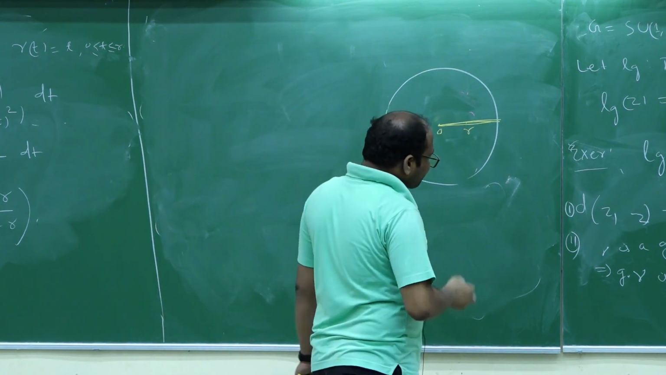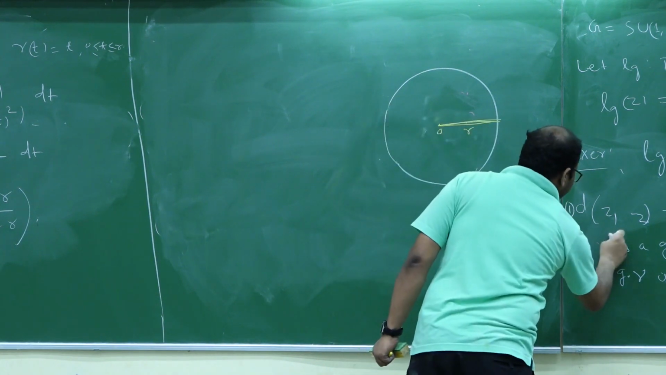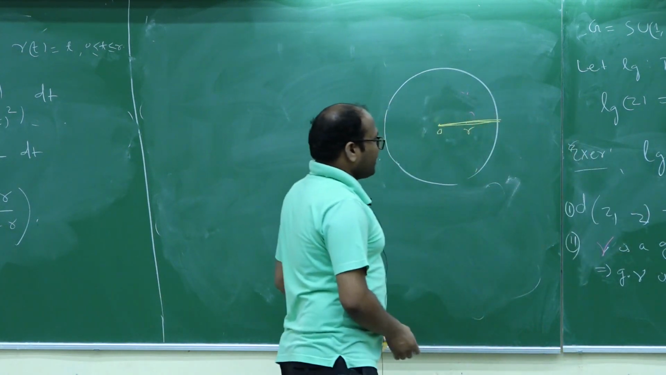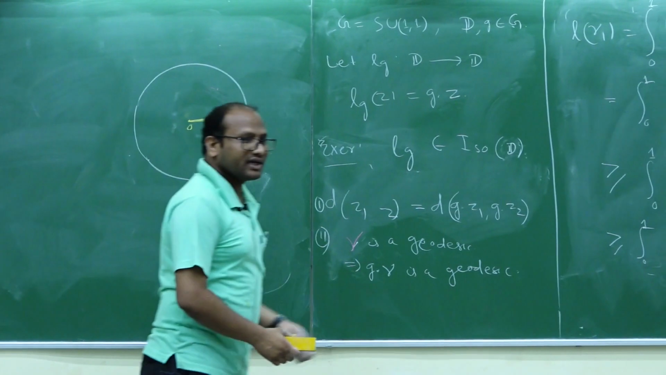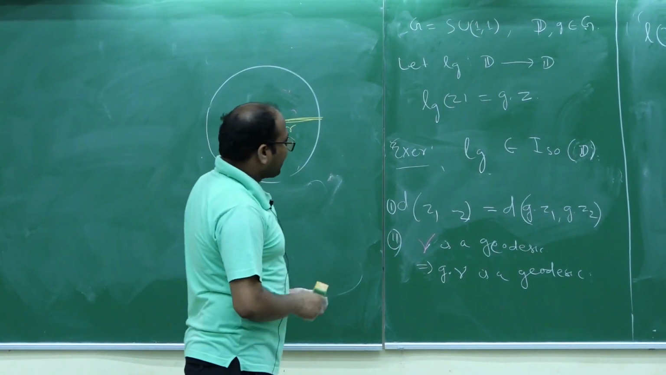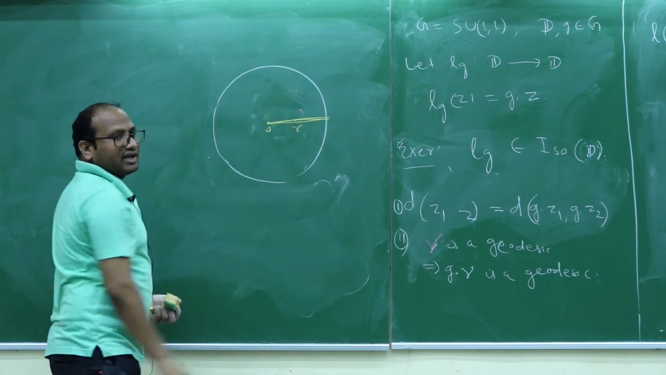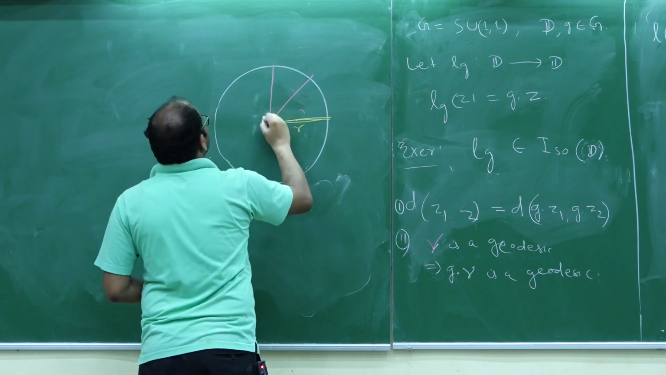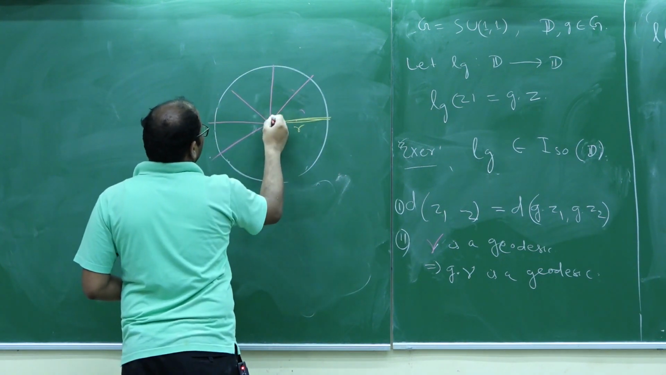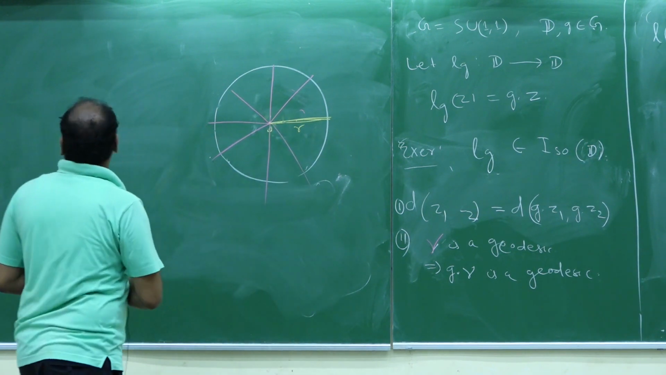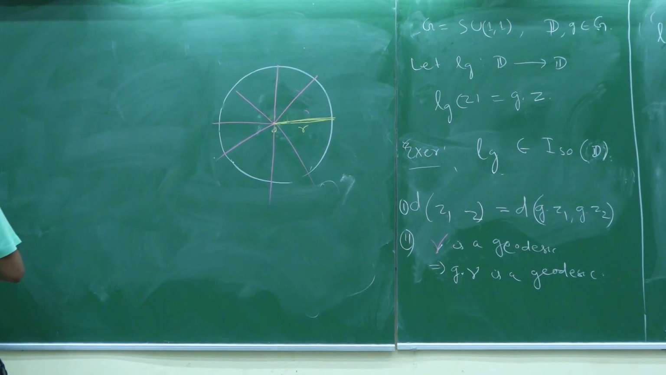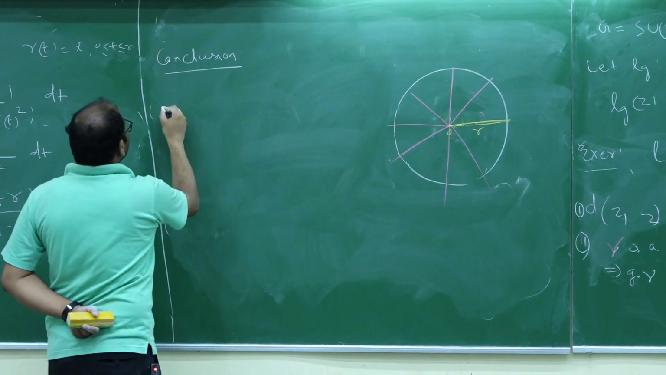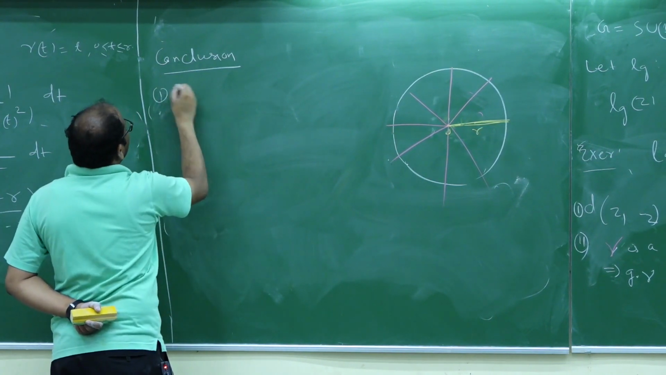Now you know that this K belongs to the isometries of D. So that means if gamma is a geodesic, g dot gamma is a geodesic. So if you apply an element of K, that will basically rotate this line. So that means every radius is a geodesic. So these are also geodesics. So conclusion: each diameter is a geodesic.